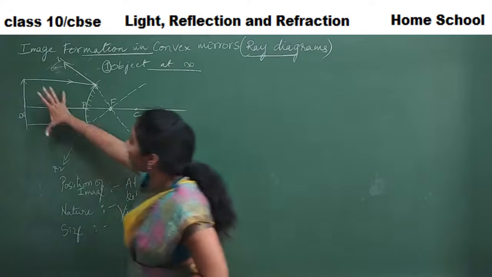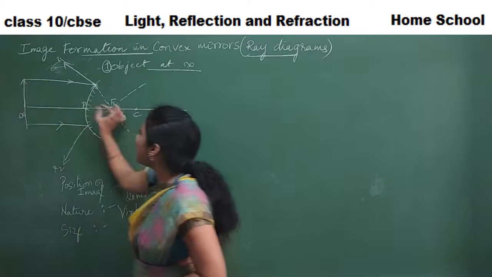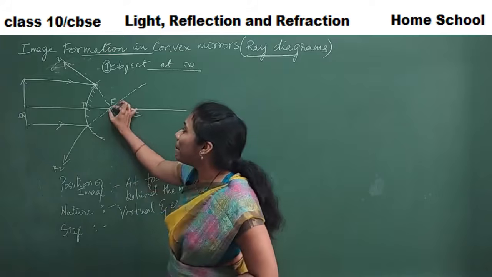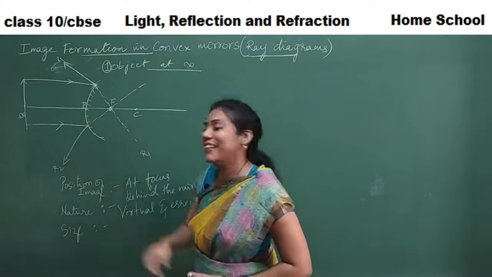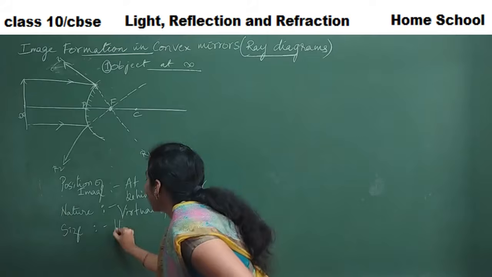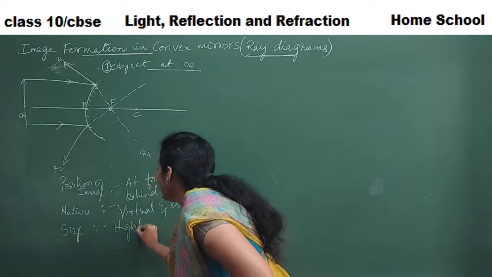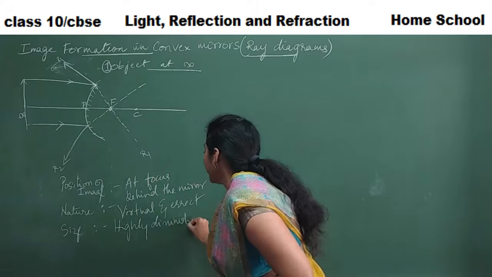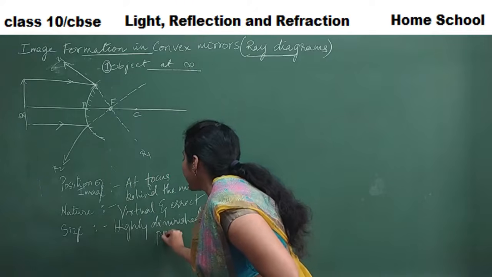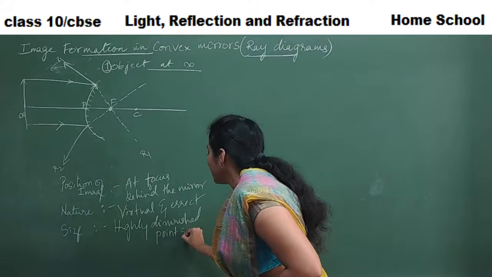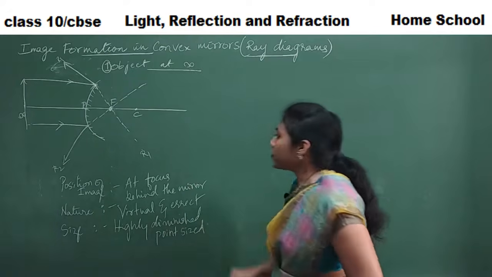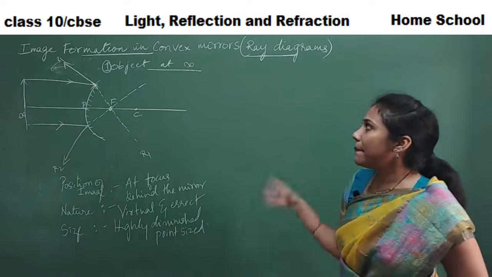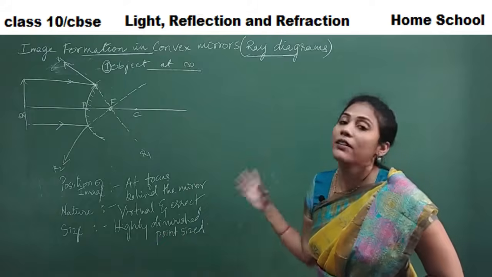See, we have taken this much big object, but the image has appeared point sized, highly diminished. Okay, so what I will write here? Highly diminished image I am getting. Highly diminished, point sized image. Okay, so this is the case number 1 for convex mirror.